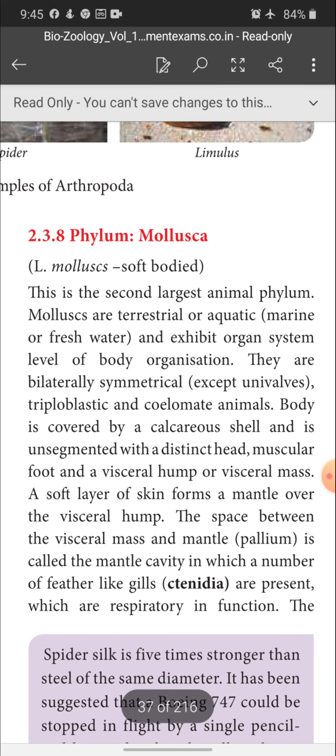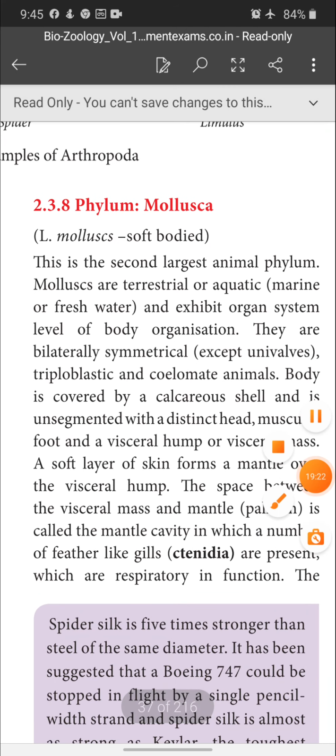And next we are going to see about phylum Mollusca. The phylum Mollusca, this is the second largest animal phylum. Mollusca are terrestrial or aquatic. In aquatic, either it is marine or freshwater, and exhibit organ system level of body organization. They are bilaterally symmetrical except univalves, triploblastic and coelomate animals.